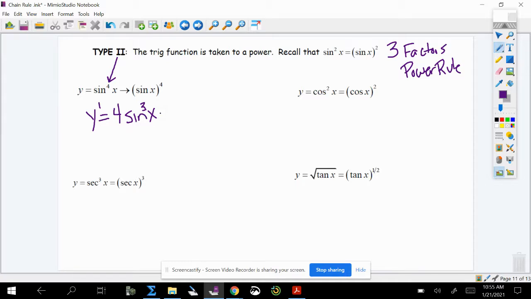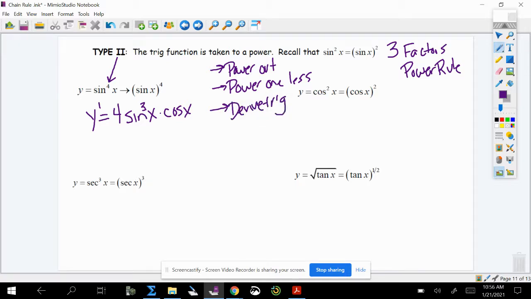And this time what's inside is a trig function. So the derivative of sine is cosine. So with these type 2, you're going to do your power out front. You're going to do your power 1 less of your original trig function, and then you're going to derive the inside trig function. It's going to be your kind of 3 factors of your answer.